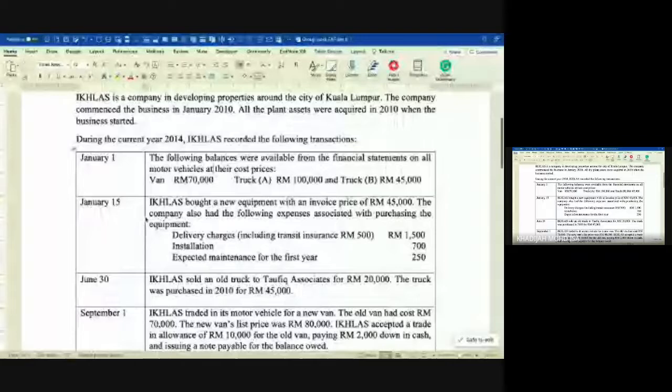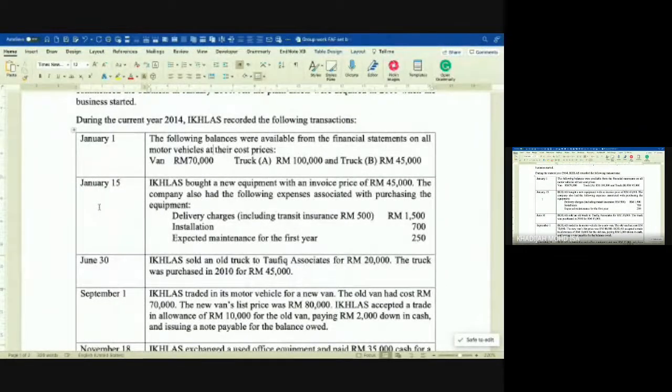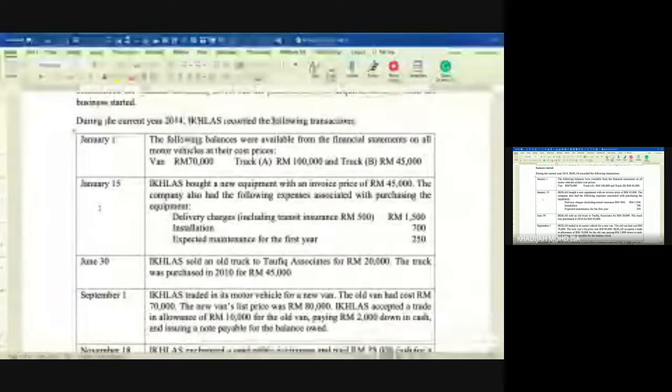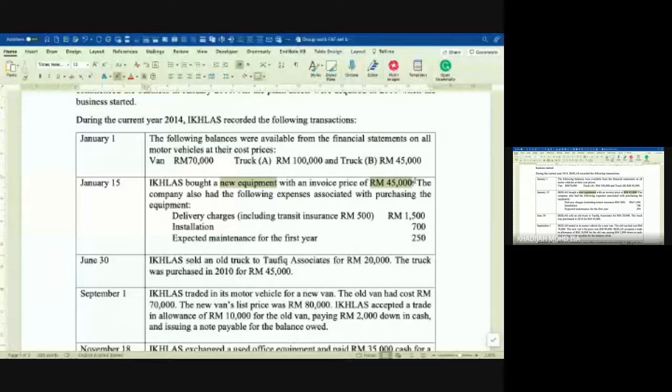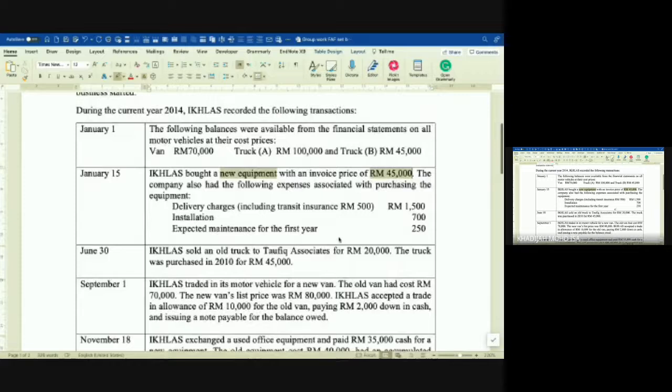On January 15, IKHLAS bought a new equipment with an invoice price of 45,000, right? So this one is a new equipment. Let me have a highlighter so that it's easier for you to follow. You have a new equipment and the cost price is 45,000. The company also had the following expenses associated with the purchasing of the equipment. So you have to decide whether you have to include the delivery charges, which include transit insurance, installation costs, and the maintenance for the first year.